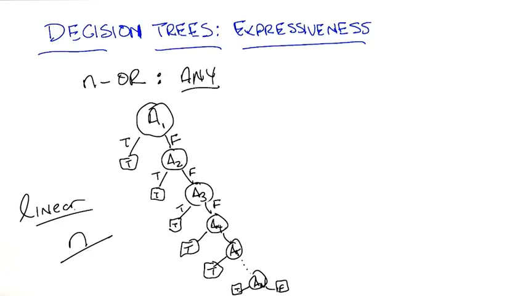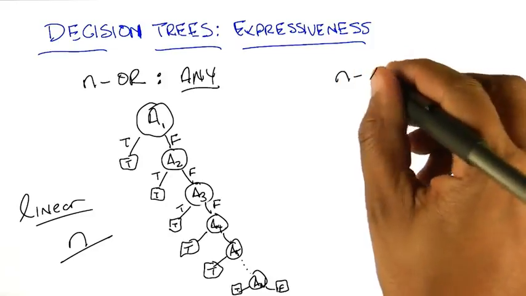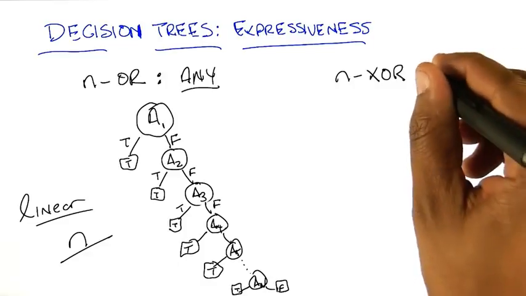Now, what about an n version of XOR? So XOR is if one is true but the other one's not true, then it's true, and if they're both true, it's not clear how to generalize that. So why not?